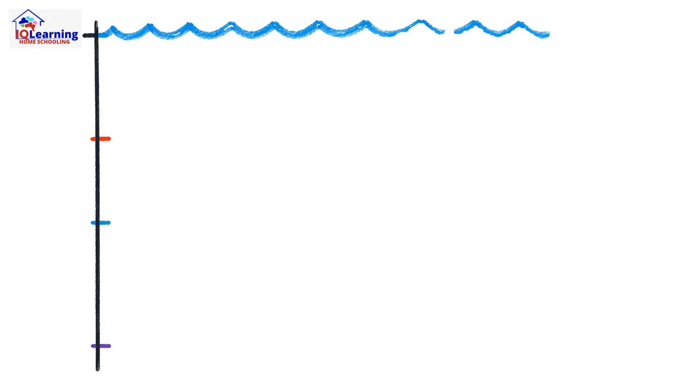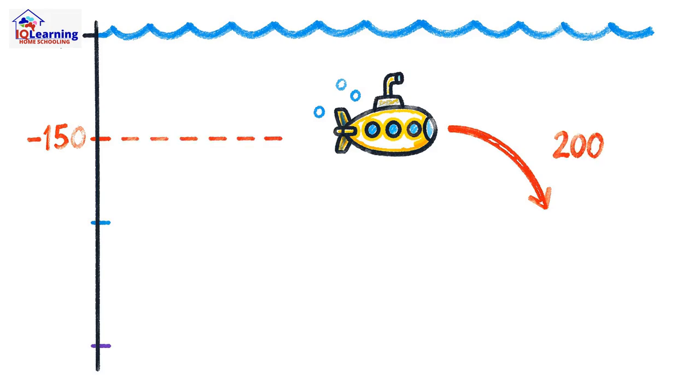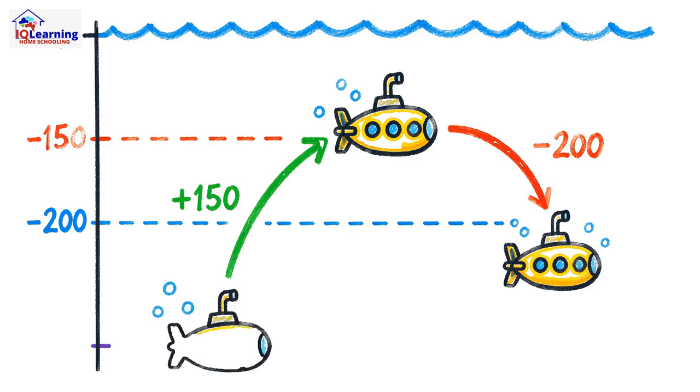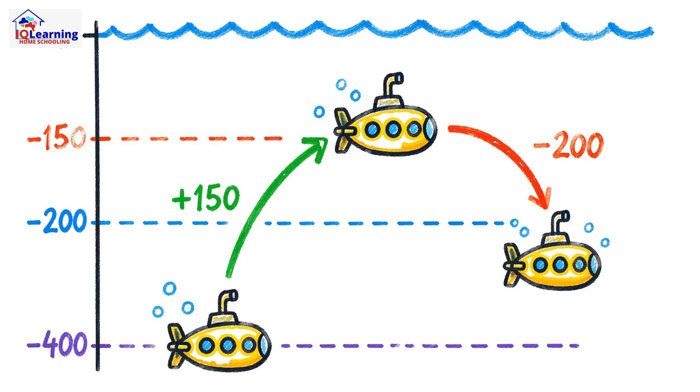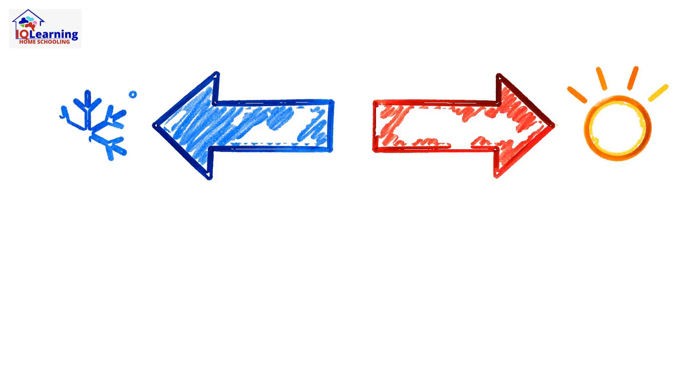You're in a submarine 400 meters below the surface. That's negative 400. You rise 150 meters, then dive another 200. Where are you now? Problems like this aren't just for tests. They're about understanding a world that exists above and below zero.